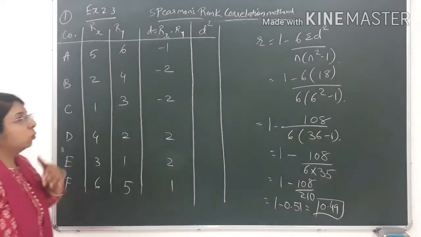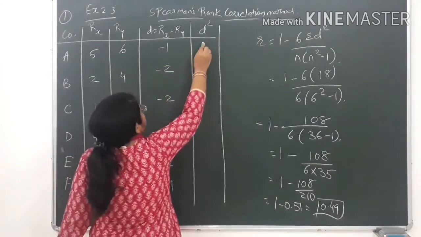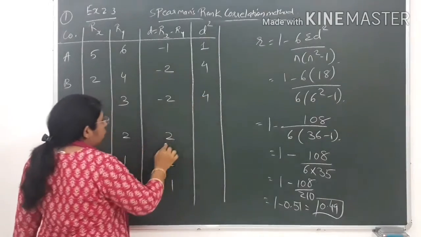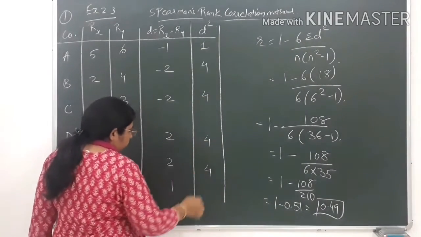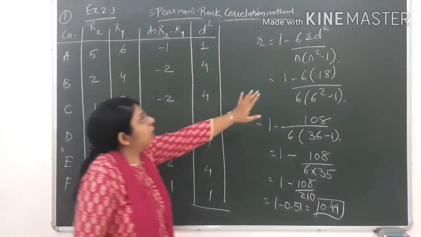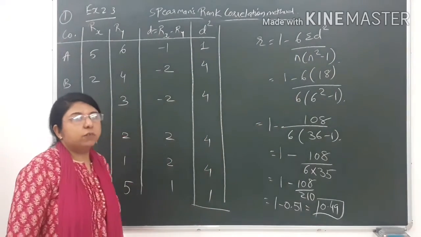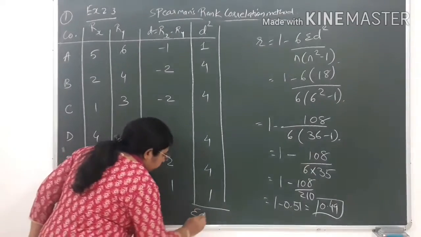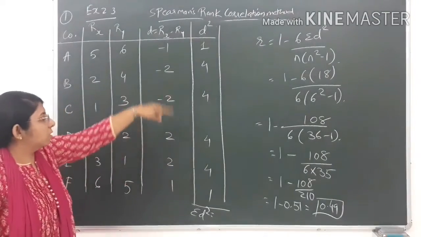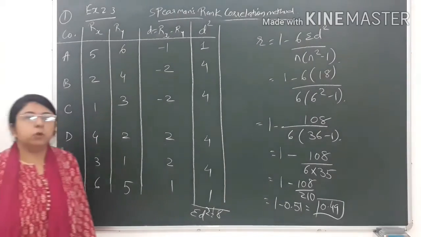After finding D, we have to square it, that is D square. So minus 1 square will come plus 1, minus 2 square will come plus 4, minus 2 square again 4, 2 square 4, 2 square 4 and 1 square is 1. We have to total it, because the only value we need in our formula is sigma D square. Four 4s are 16, plus 1 and plus 1, so it comes to 18. Sigma D square comes to 18.